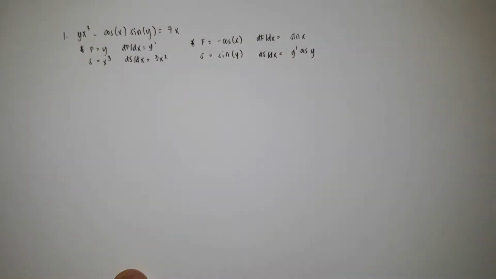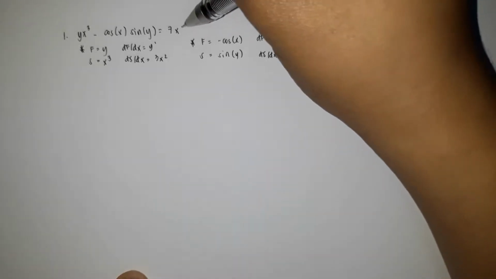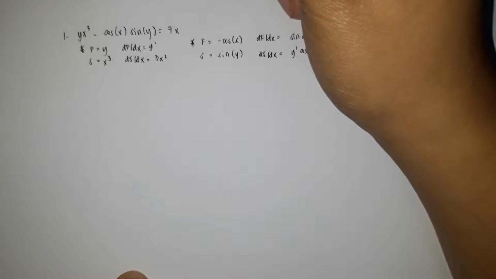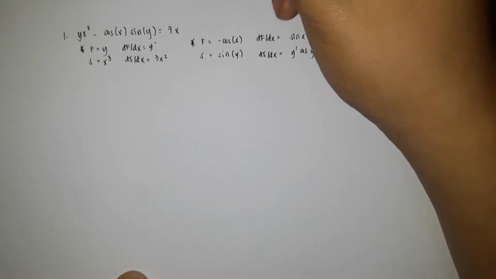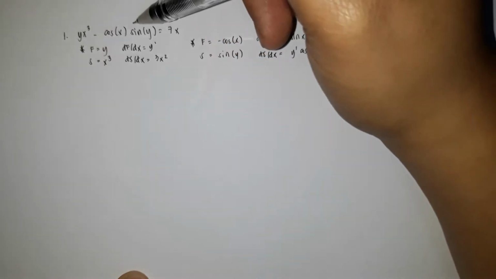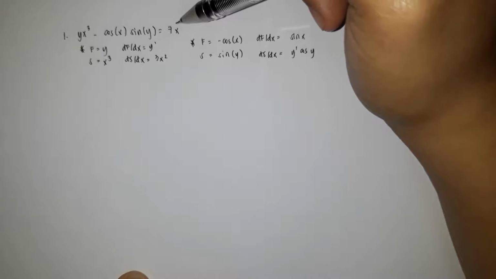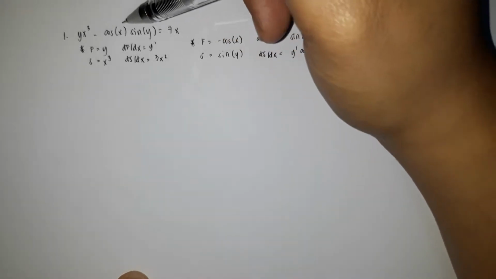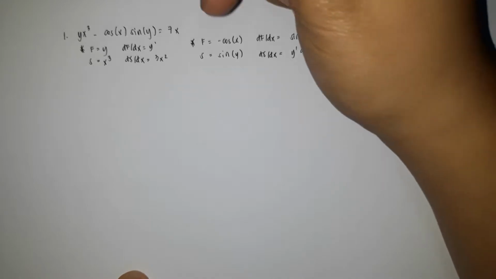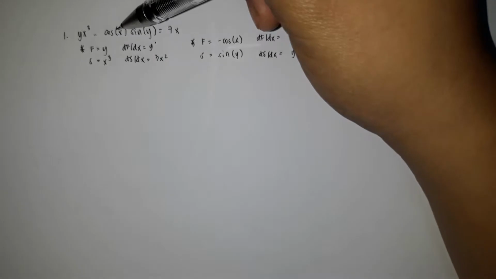Okay, so hello guys, today I'm going to show you how to derive this given function: y x cubed minus cosine x sine y is equal to 7x. As you can see, this function contains an implicit function and a trigonometric function, and in order to get y prime, we must use the product rule. So first things first, let's derive each argument.